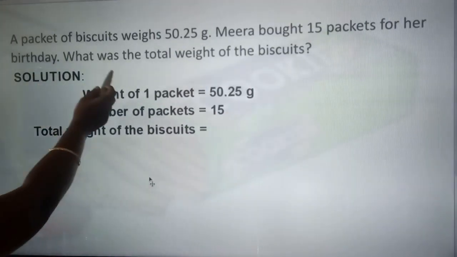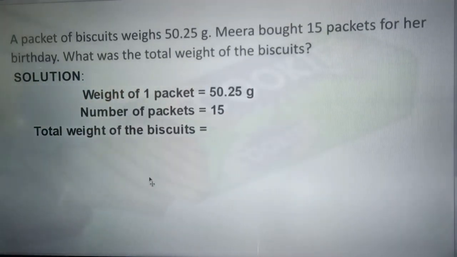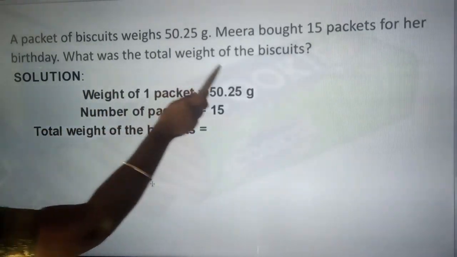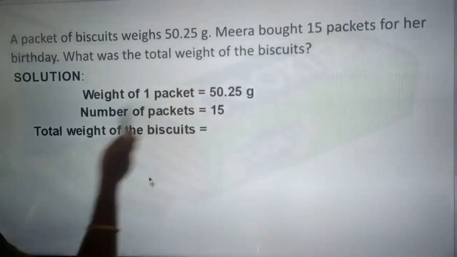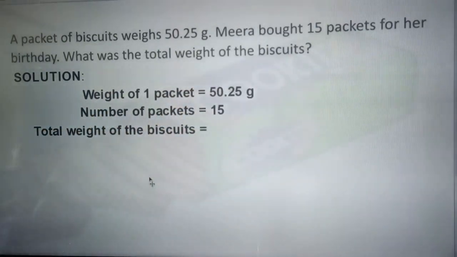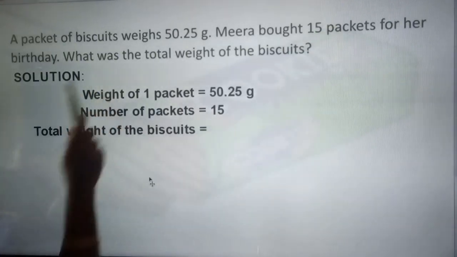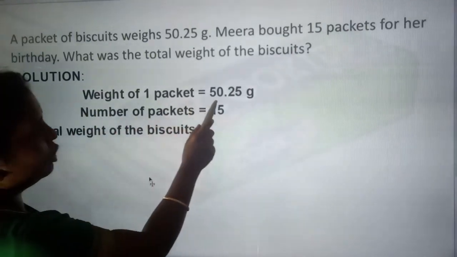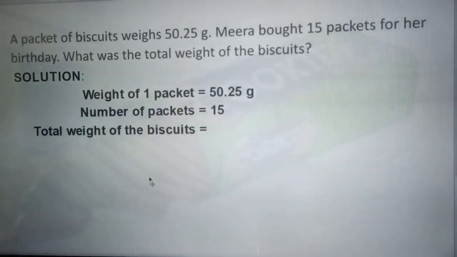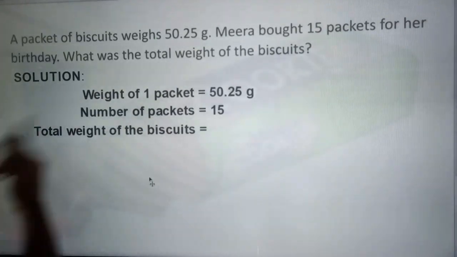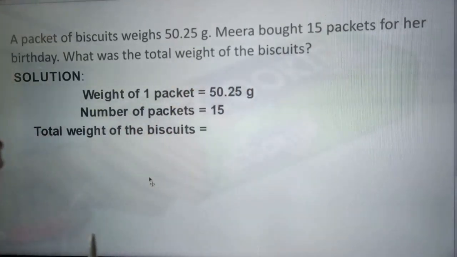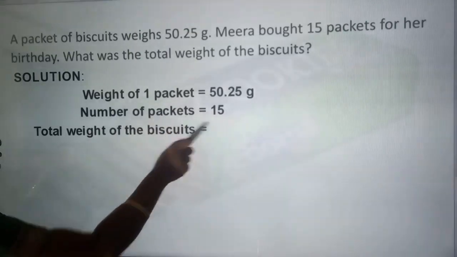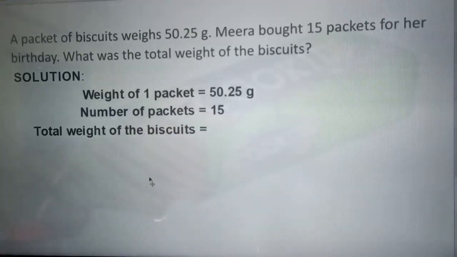See, a packet of biscuits weighs 50.25 gram. Meera bought 15 packets for her birthday. What was the total weight of the biscuits? ஒரு packet oda weight 50.25 gram. Hence I have written the statement: weight of one packet is equal to 50.25 gram. Next, how many packets did Meera buy? 15 packets. Hence I have written number of packets is equal to 15. What was the total weight of the biscuits?